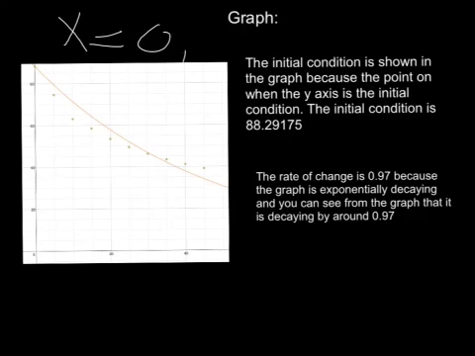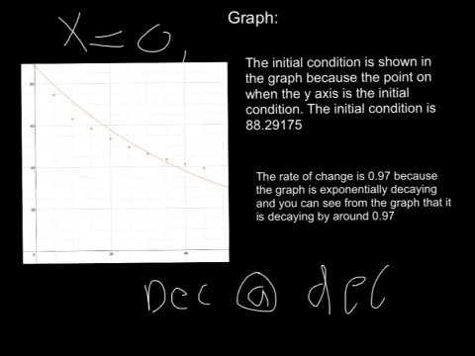We just have to look for the point, and we see that it's on 88.29175. So this tells us that the initial condition is 88.29175. This graph also shows us what the rate of change is. We can see from this graph that the values are decreasing. Let me write that down. Decreasing at a decreasing rate, because the line is shaped like a slope and is evening out towards the end. This is also exponential decay.